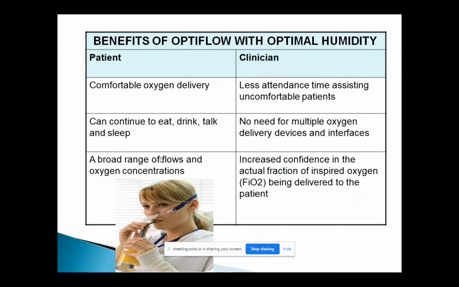I told you, no need to start with the nasal cannula, change it to a face mask and then a non-rebreathing mask. You don't have to keep changing the interface. Increased confidence in the actual fraction of inspired oxygen. You know your patient is getting the exact FiO2 you wanted the patient to get.